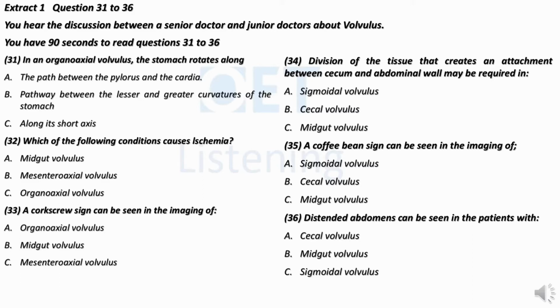A Ladd surgical procedure is done to treat midgut volvulus, which entails dividing the tissue that creates an attachment between the cecum and the abdominal wall, called Ladd's bands, widening the mesentery of the small intestines, removal of the appendix, and proper placing of the colon and cecum.